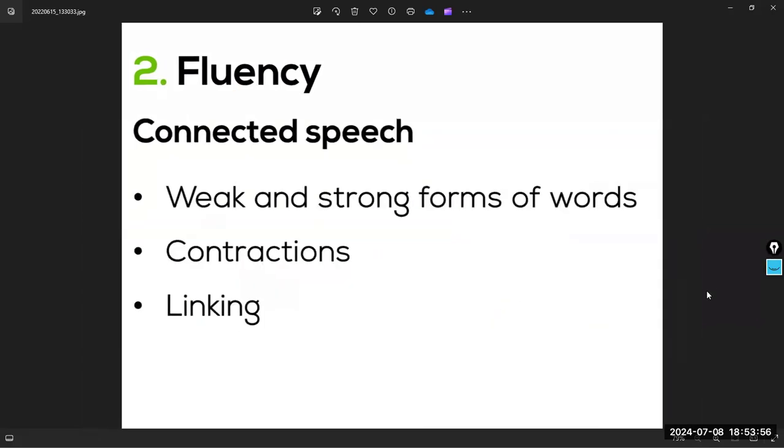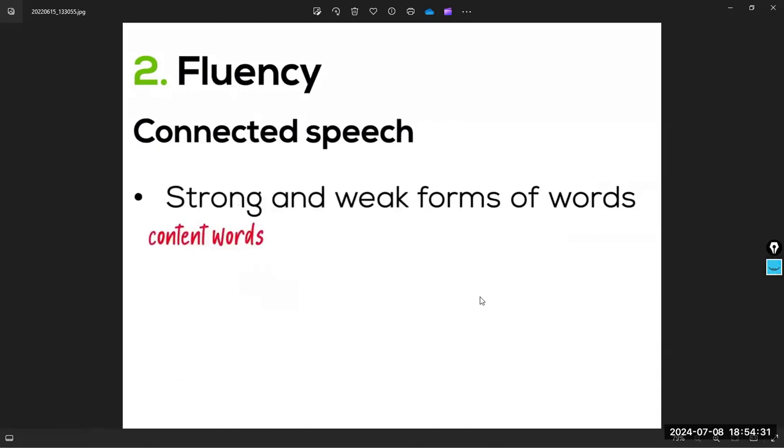Okay, now what about the connected speech? The connected speech means weak and strong forms of words, and we have to be careful about contractions. Please, if the sentence includes contractions or abbreviations, you have to consider that. But if it does not, you don't have to say any sentence using a contraction if there is no contraction. And finally, it's about linking, or maybe linking verbs. Okay.